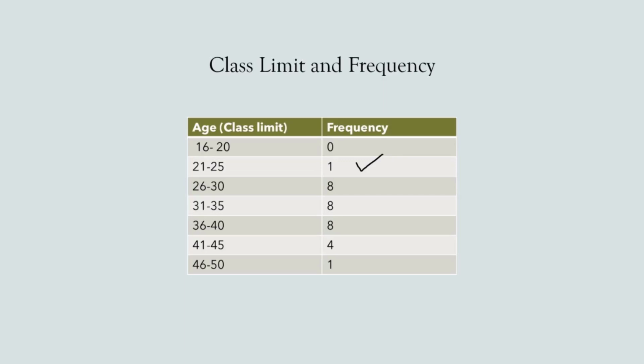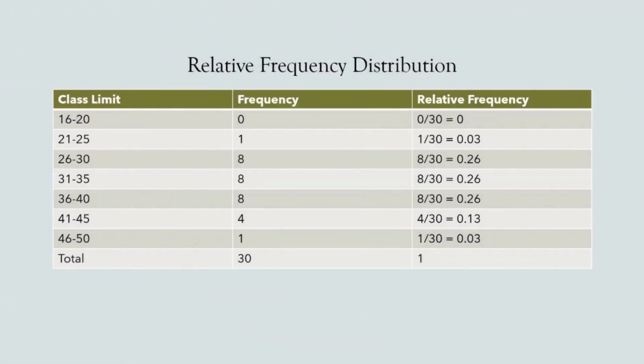We already calculated the frequency for each class, so to calculate the relative frequencies, we divided the frequency of each class by the total frequency. Note that the total frequency is 30. Also note that the relative frequencies must sum to 1.